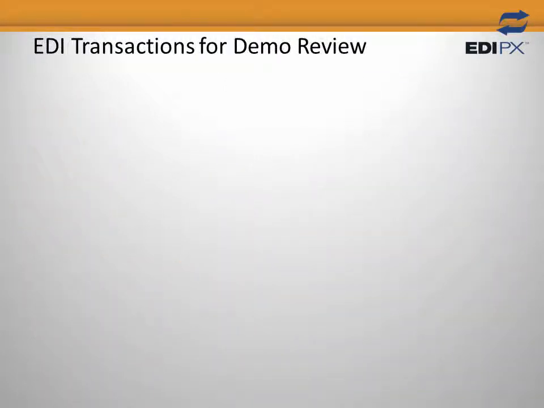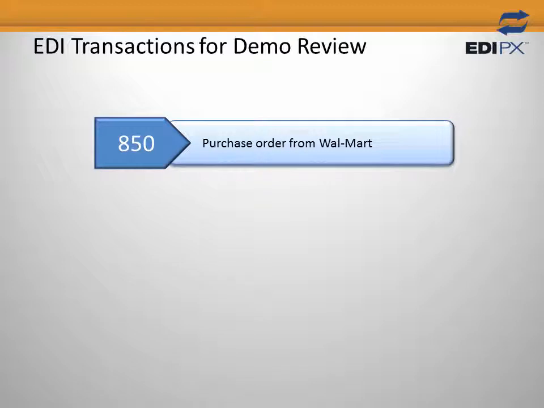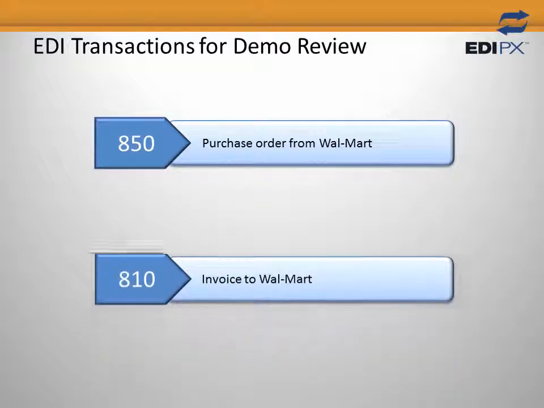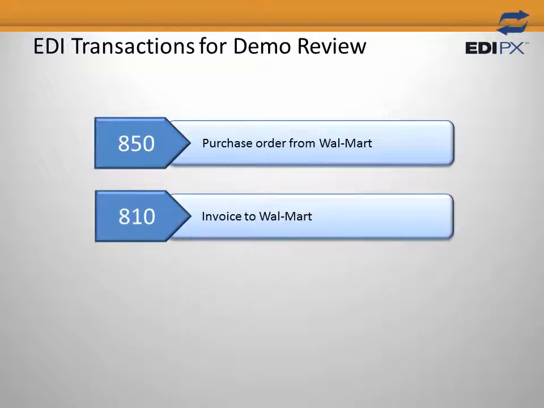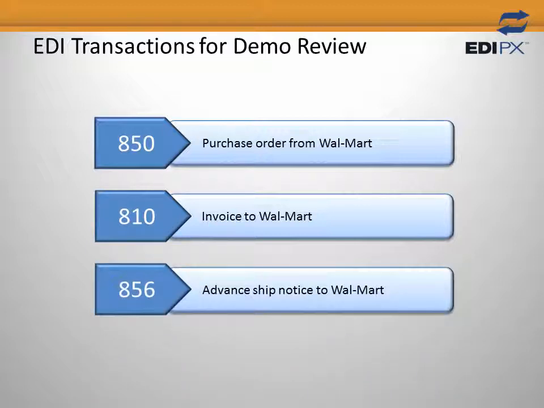To help keep this demo concise, let's look at a few transaction types. 850. This is a purchase order from Walmart to you. 810. This is your invoice back to Walmart for the merchandise they are buying. 856. This Advance Ship Notice, or ASN for short, is a special document that tells Walmart when, where, and how they can expect their merchandise to be shipped. Remember that this is a small sample of the types of transactions that EDIPX supports.